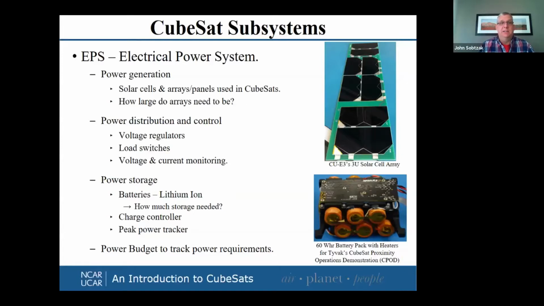The second job of EPS is to distribute that power to the rest of the bus and to the payload. The electronics of the bus and the payload both like constant voltages, so voltage regulators are in there. Load switches are used to turn power off to different parts of the subsystem or to the payload. A lot of times a CubeSat cannot run all systems at the same time because it consumes too much power.